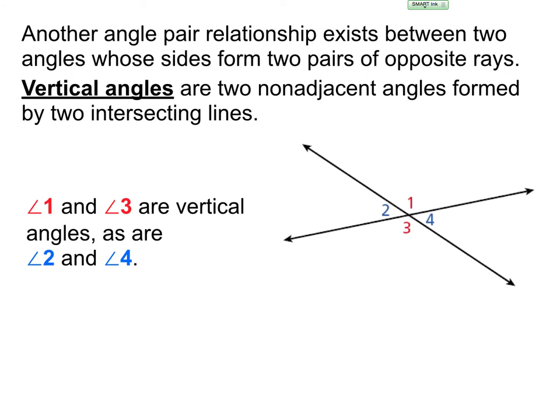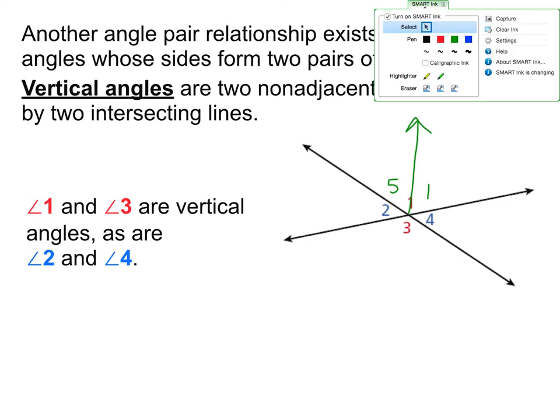Be careful on diagrams that might have an extra ray in there. They throw this one in here. We'll put a 1 and a 5. Now be careful, 1 and 3 are not vertical because they're not formed by the same two lines. It would be 1 and 5 together, vertical to 3, but not just 1 or just 5. So be careful on those.